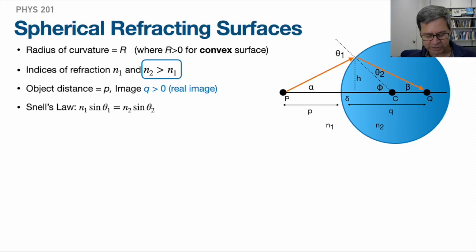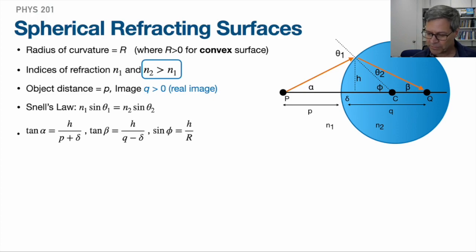And so let's write down those relations, and we're going to pull out some trigonometry here, just as we did with handling the case for spherical mirrors. So here we go. Let's start with, say, the first one, the tangent of alpha. So alpha is this angle on the far left.